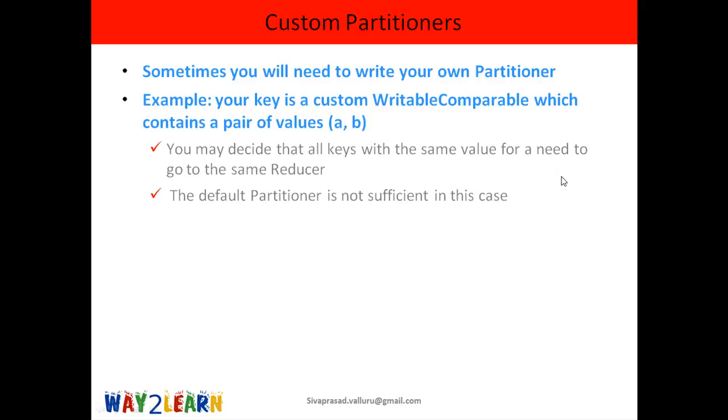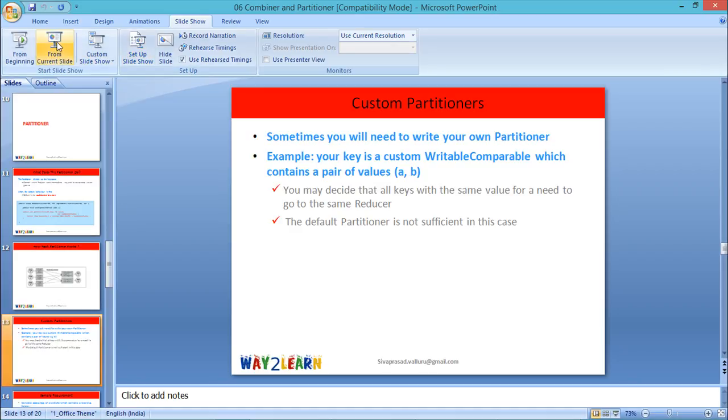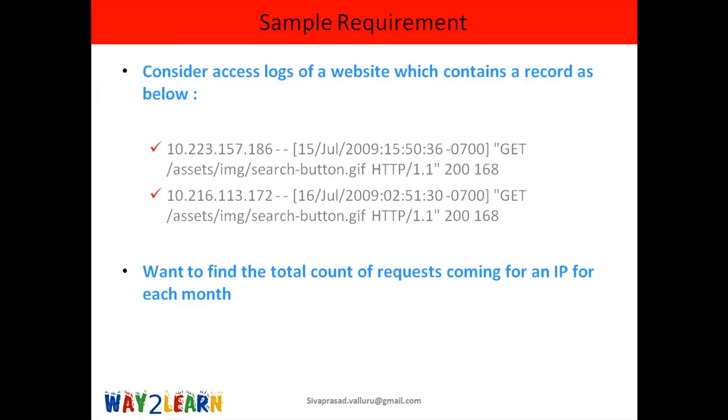Now let us see a use case where we need to write a custom partitioner. Let's assume that I am analyzing access logs of my website. This is how sample records in an access log look. Each line will contain the IP, the date and time on which the request came, whether it is a GET or POST request, the URL, status code, length of the response, etc.